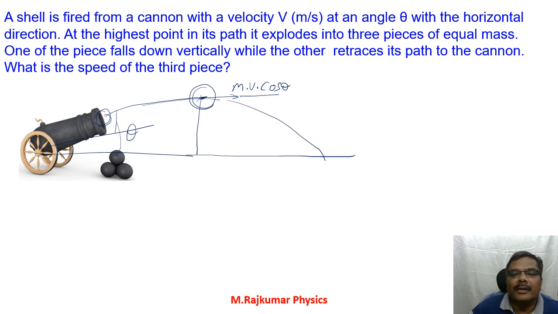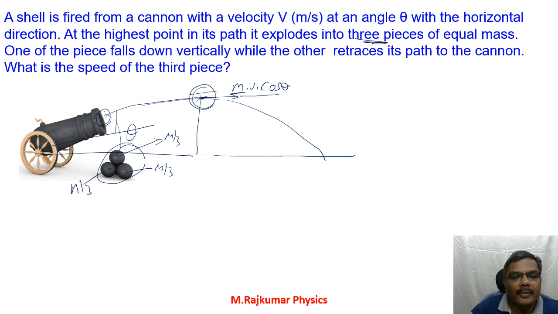It explodes into three pieces now. Initially its mass is say 3m, and it is exploded into three equal pieces. Or if I take m, it explodes into m by 3 each. This is m by 3, this is m by 3, and this one is m by 3.